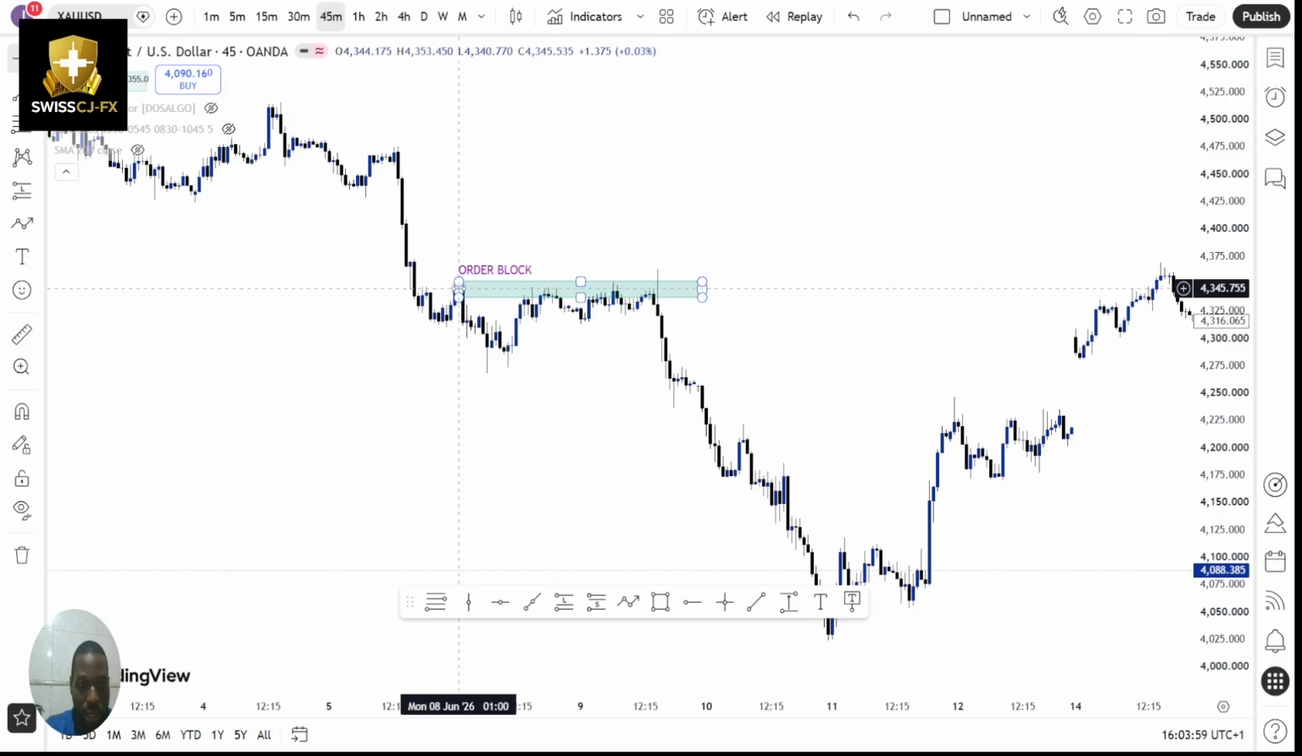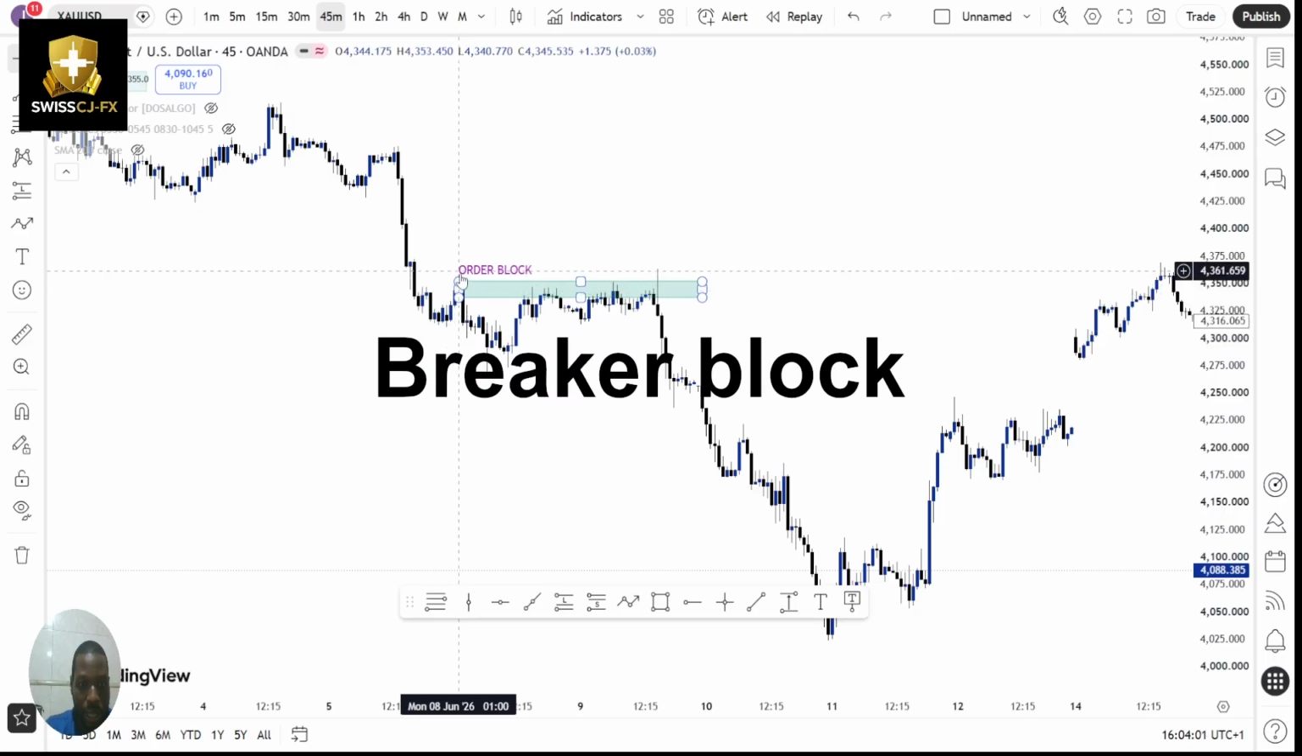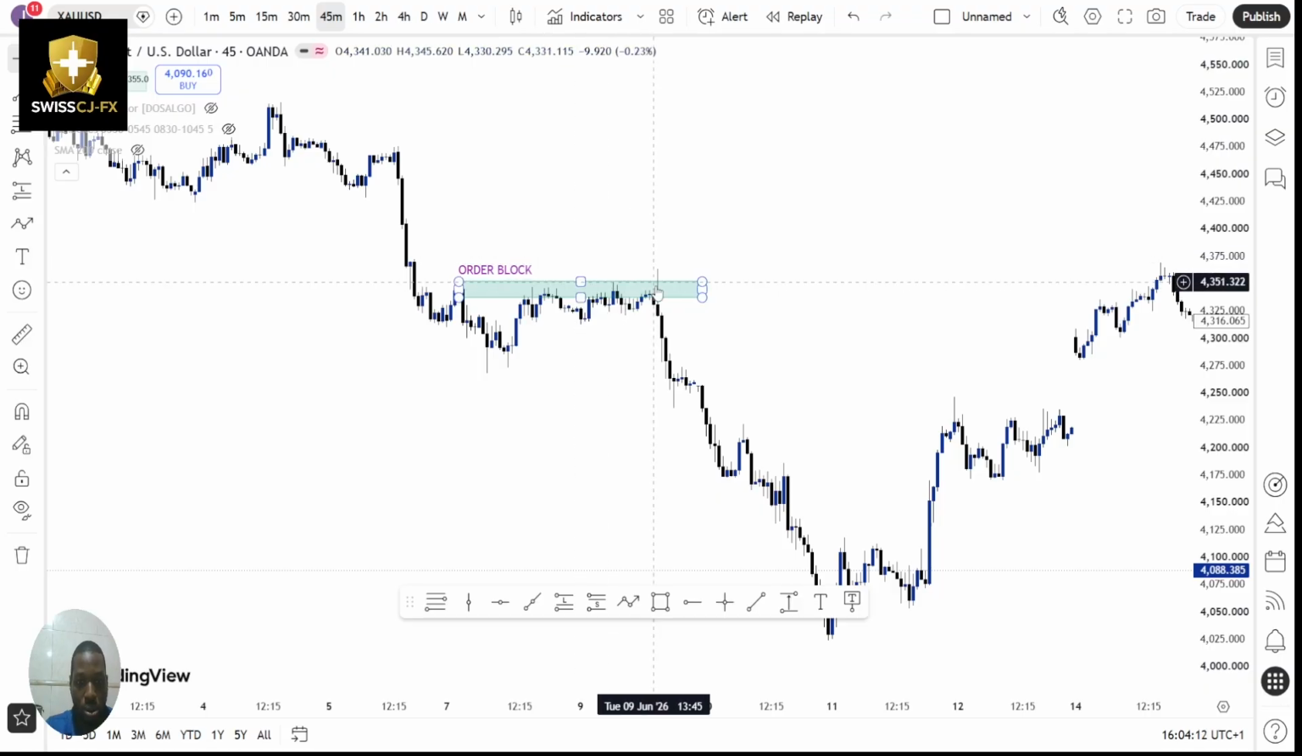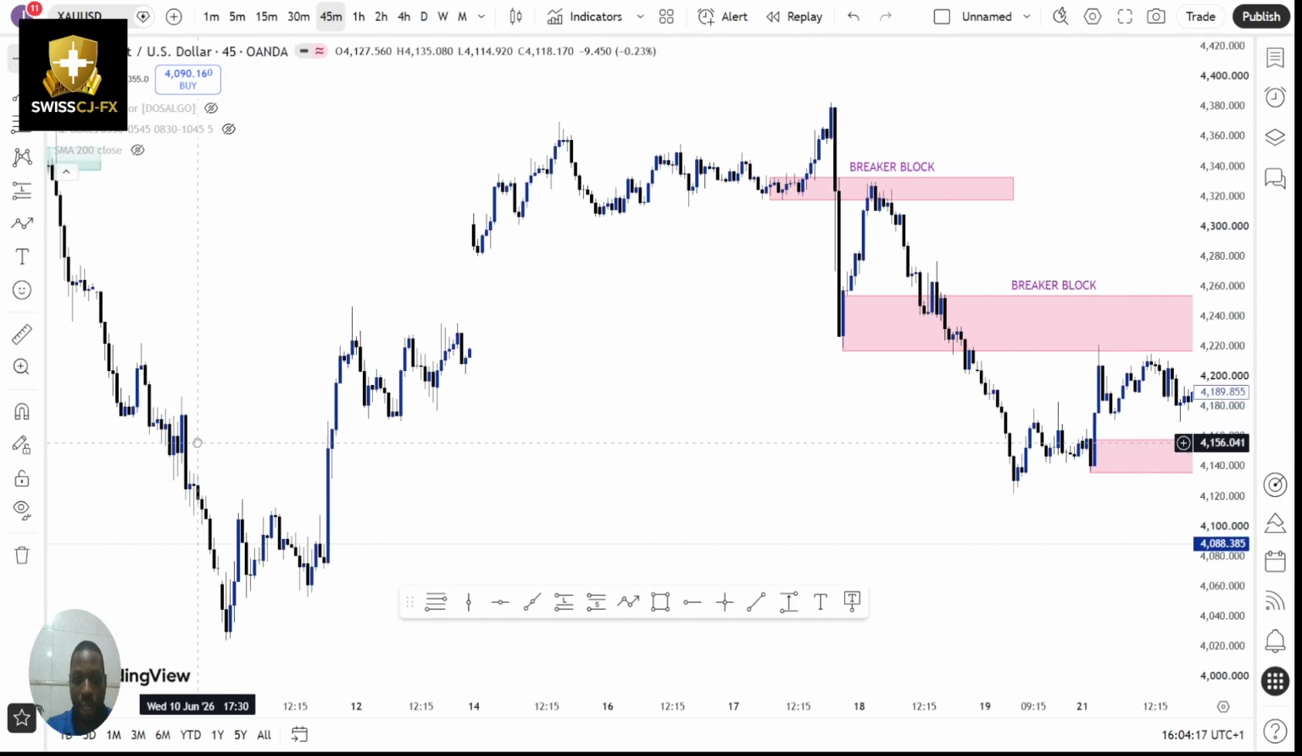This candlestick here is the last candlestick before this strong impulsive move towards the down direction. So you mark it and wait for price to come to that zone. Then finally it now moves to the next direction.